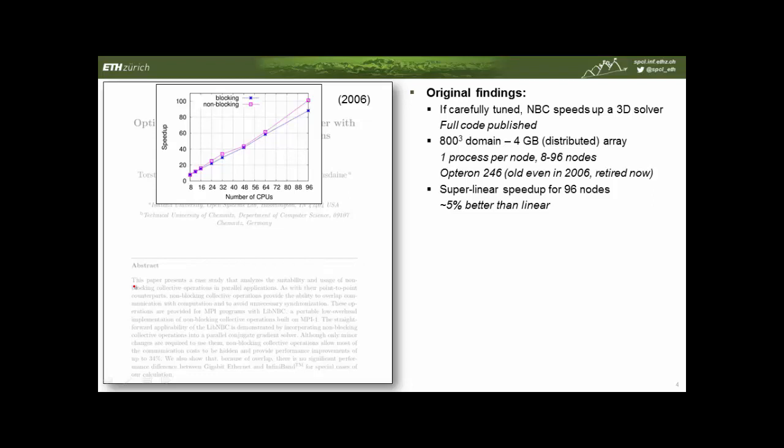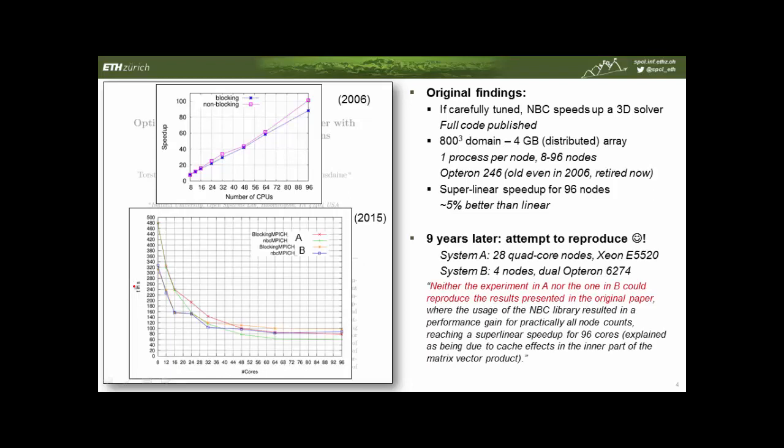Right? Okay, so then 9 years later, somebody in fact attempted to reproduce this result. This is great. And they wrote a paper about it. Wonderful. And immediately I got a copy, as a reply to my paper. Like, look, your research is maybe not reproducible. So, they compared it on 2 different systems. System A and system B. So this is the system that I used 9 years ago. And so here is a 28 node quad-core Xeon system and a 4-node 24-core Opteron system.